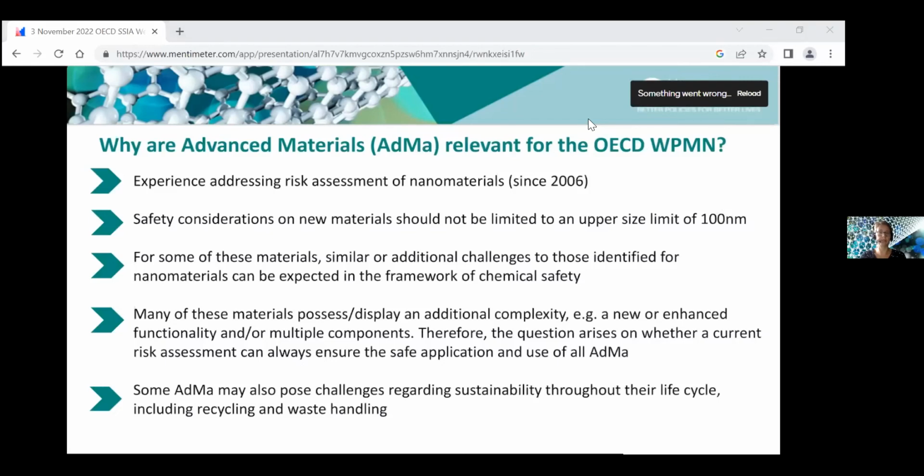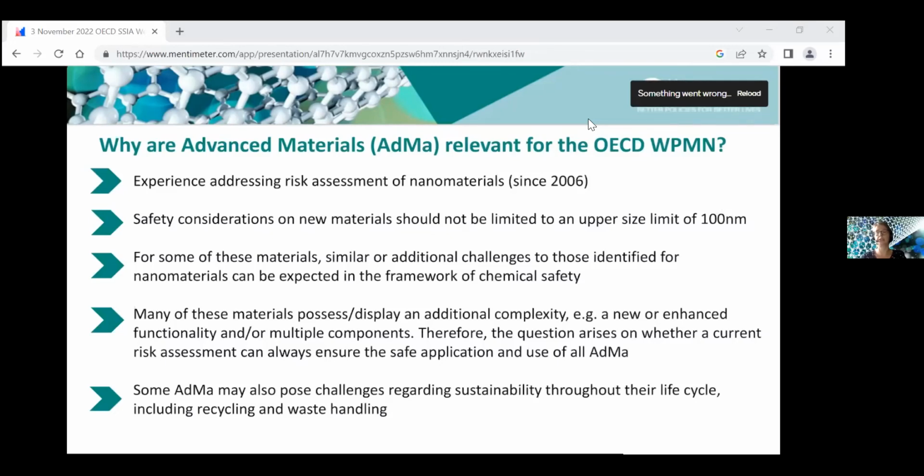And that for advanced materials, similar and additional challenges to those identified for nanomaterials can be expected for chemical safety. But on the other hand, advanced materials may also pose or display additional complexity compared to nanomaterials, for instance, due to new or enhanced functionalities, but also to multiple components.